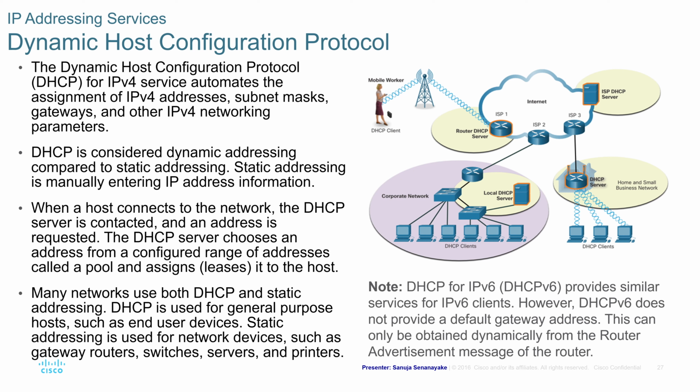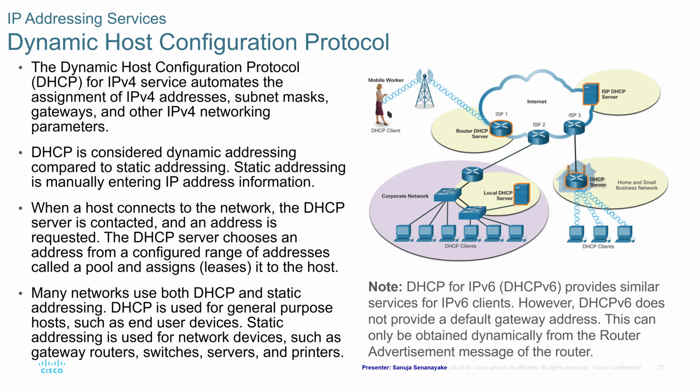Dynamic Host Configuration Protocol, or DHCP. The Dynamic Host Configuration Protocol for IPv4 service automates the assignment of IPv4 addresses, subnet mask, gateways, and other IPv4 networking parameters. DHCP is considered dynamic addressing compared to static addressing. Static addressing is manually entered IP address information.